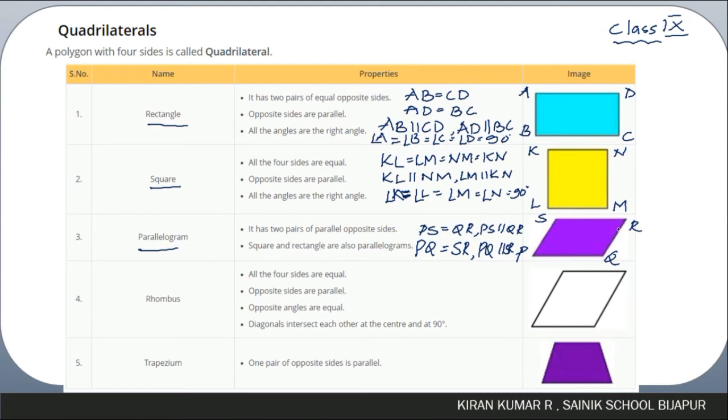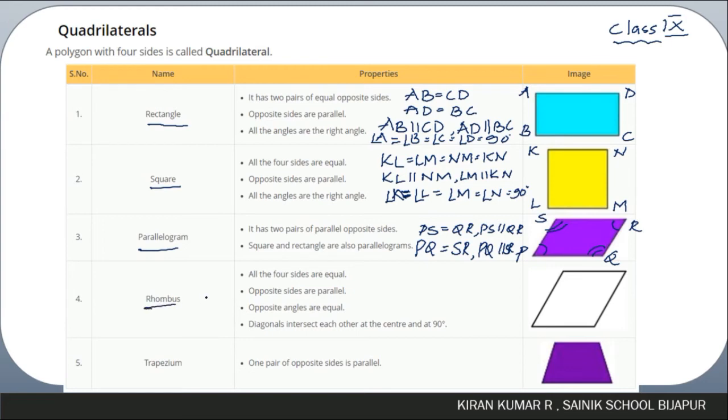Look at the angles here. These angles are not equal. In higher classes you will learn that opposite angles will be equal. Angle P will be equal to angle R. Angle S will be equal to angle Q.